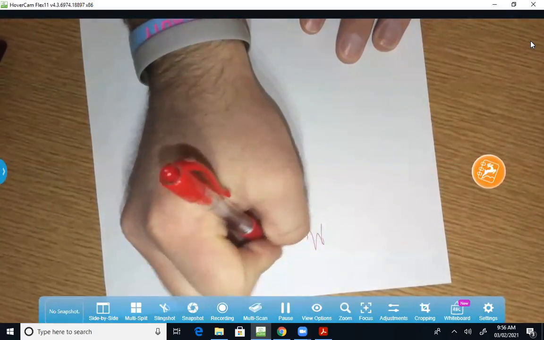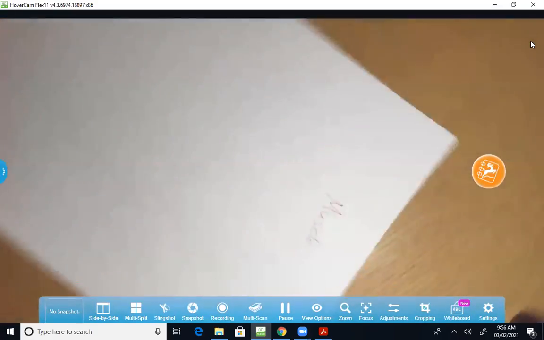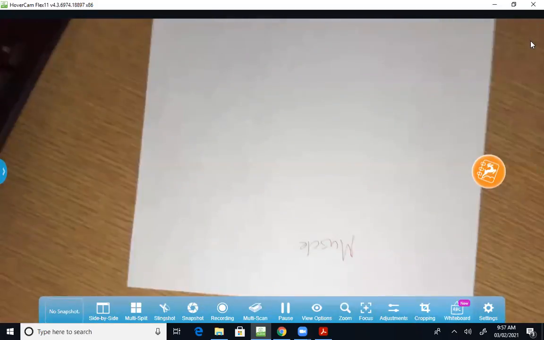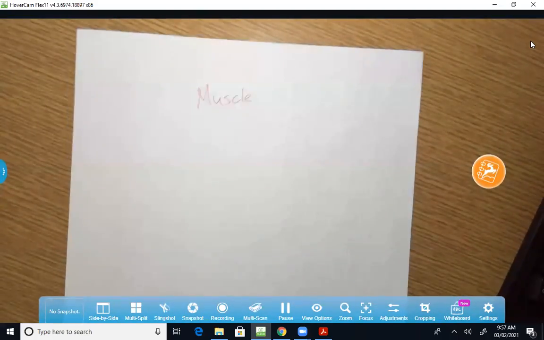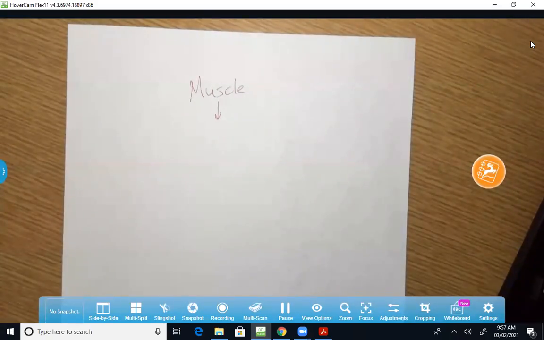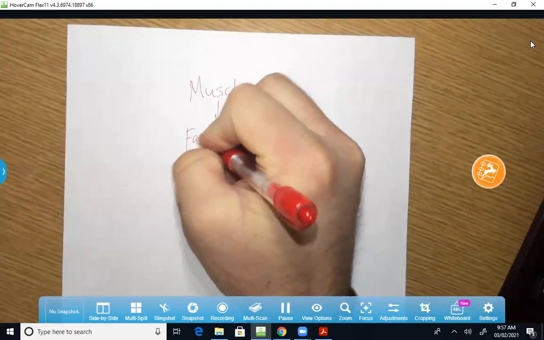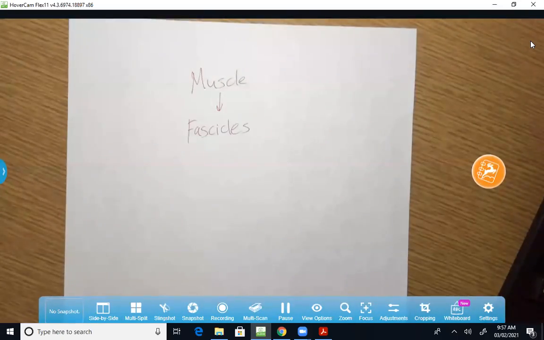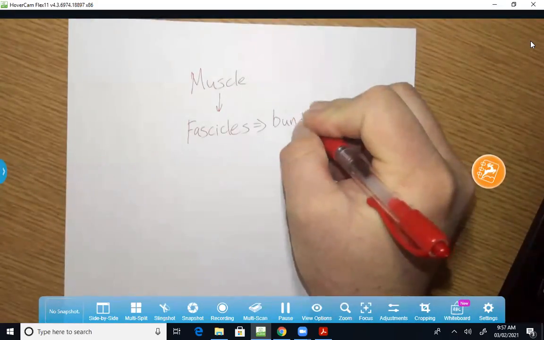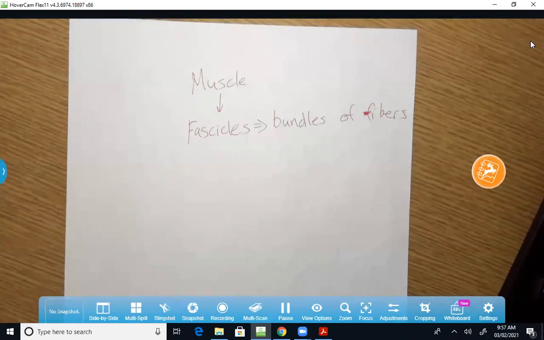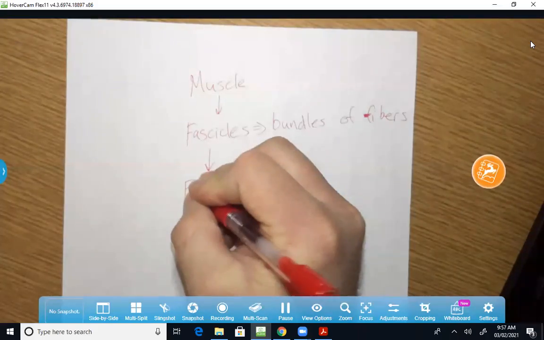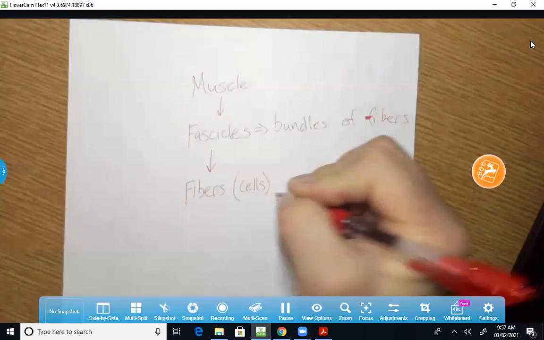So if I start just at the highest level, we gotta flip that. There we go. Okay, so at the highest level, that would obviously just be the entire muscle, which is subdivided into structures called fascicles. Fascicles are known as bundles of fibers. And I just told you this, but fibers is another way to describe our muscle cells.